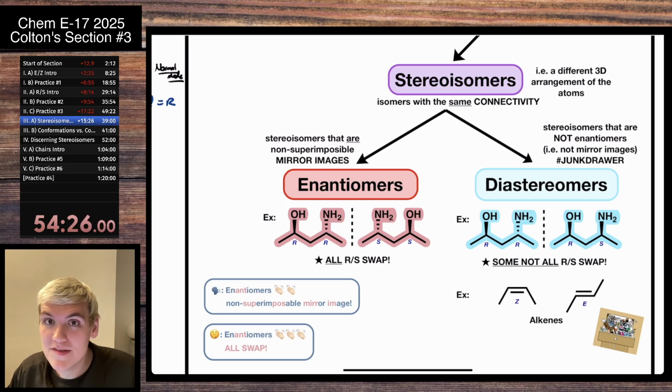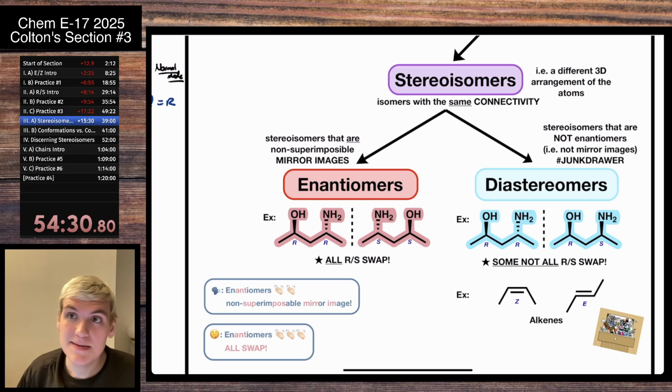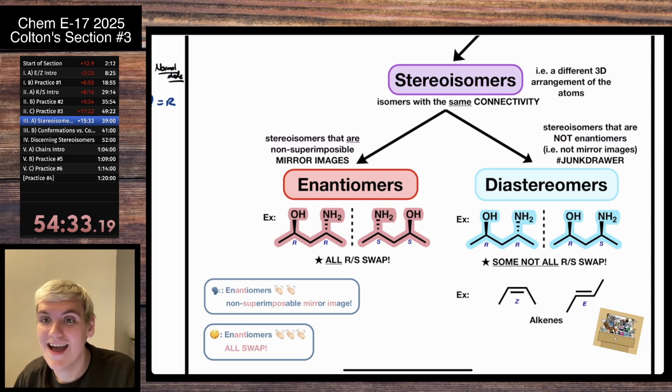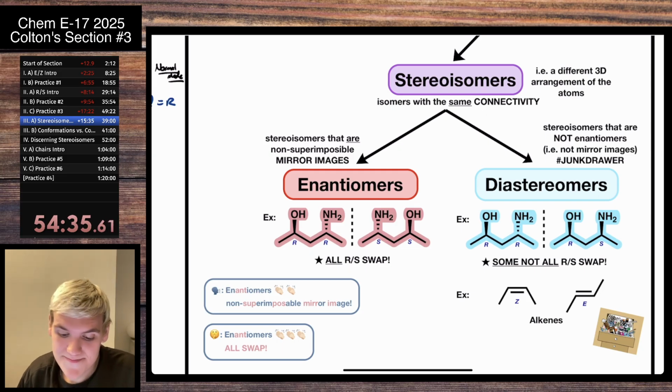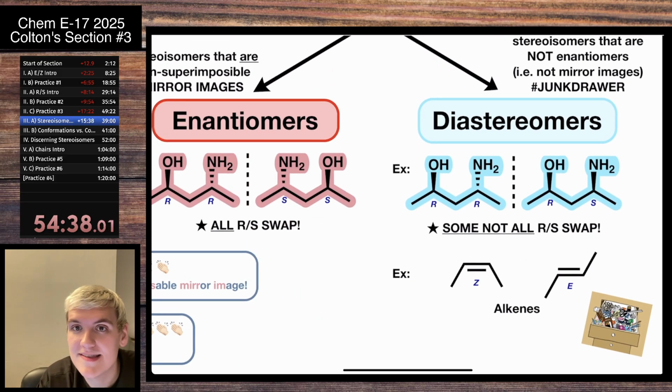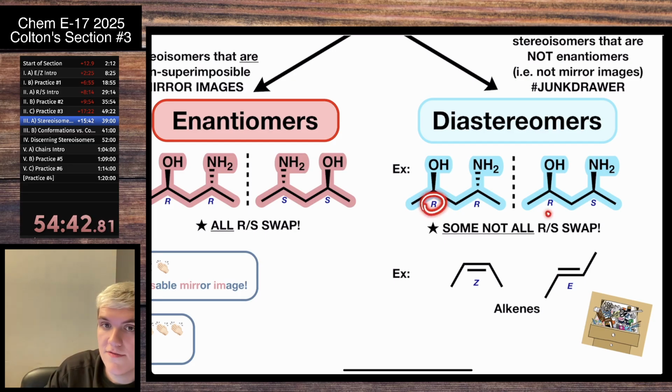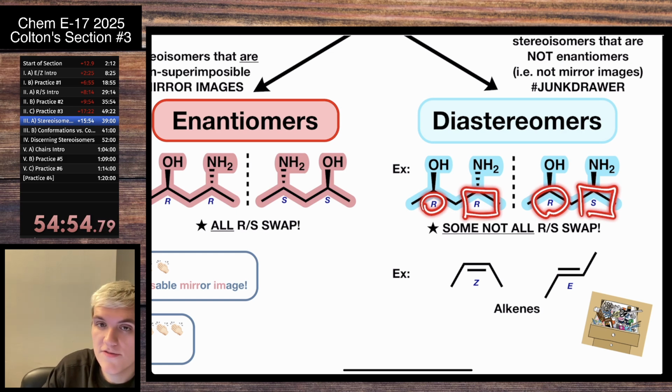If the 2 molecules are stereoisomers of each other, they're different molecules, but they're not enantiomers, we put it in the junk drawer and call it a diastereomer. There are 2 fundamental things that you will see in diastereomers. One is where some, but not all, of the R and S swap. Here, this OH is going to be the same, R on both, but then the nitrogen swaps from R to S. We know in enantiomers all swap, so this is not an enantiomer. What is it? We put it in the junk drawer: diastereomer.